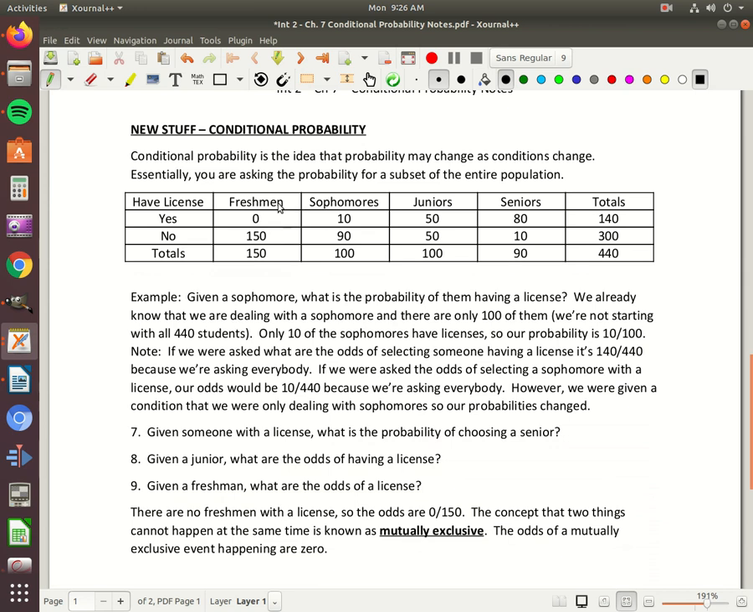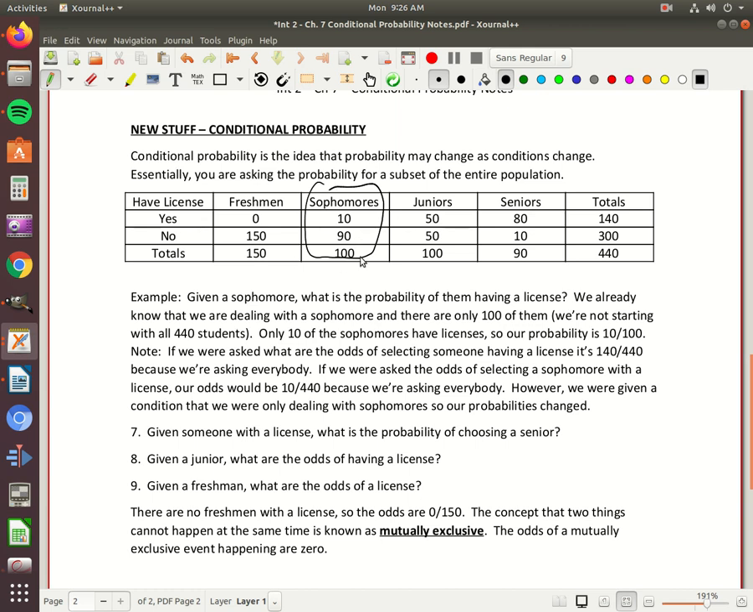Conditional probability. Conditional probability is the idea that probability may change as conditions change. Essentially, you're asking a probability for a subset of the entire population. So let's take a look here. It says, given that someone's a sophomore, what's the probability of having a license? We already know that we're dealing with sophomores and that there's only 100 of them. So this is our condition. Our condition is that we're talking to a sophomore.